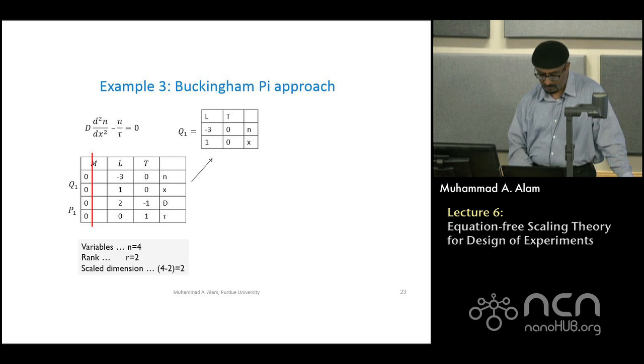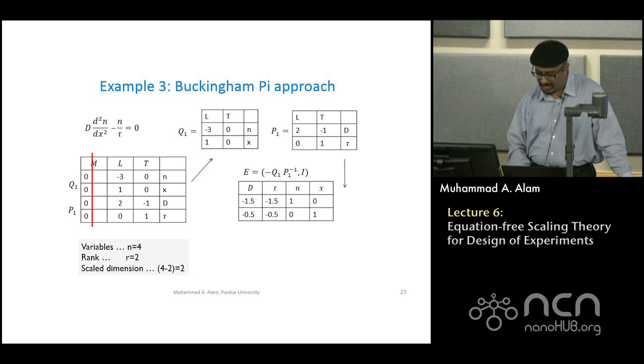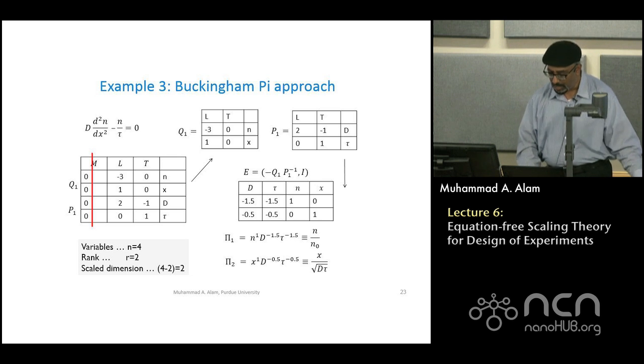Q1 is the first two rows I have taken, and you have the P1, the next two rows, and then you look at that and you write out the pi 1 and pi 2. Let's work it out. Pi 1 has n to the power 1, x to the power 0, d to the power 1/5, and tau to the power 1/5.